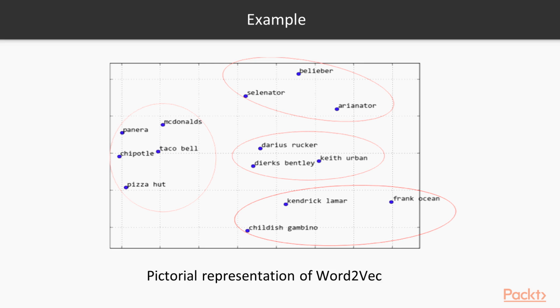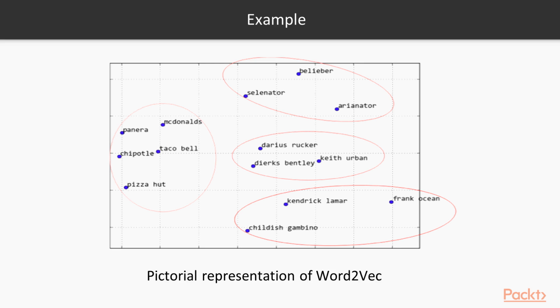For example, the ones here like Darius Rucker, Keith Urban, and Dierks Bentley represent a set of singers, while Billy Eilish and Selena are a representation of famous songwriters or singers, and so is the one below, like Frank Ocean, Kendrick Lamar, Childish Gambino. They're all a particular set of words in their own domain. So all these words are placed close to each other while the others are separated. This is what we use to find this word to vector.